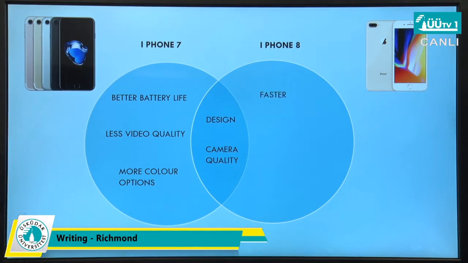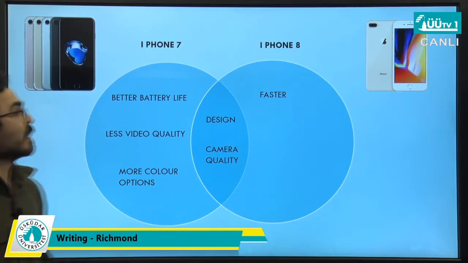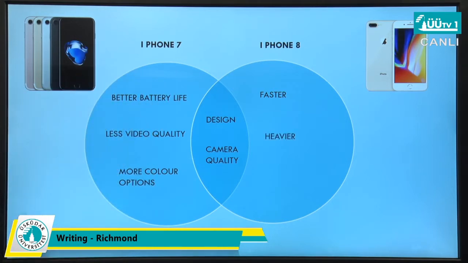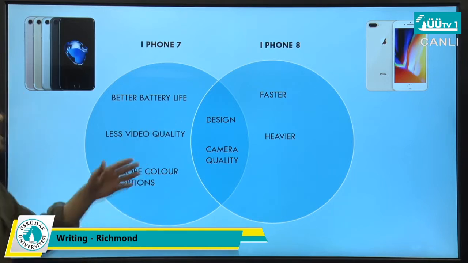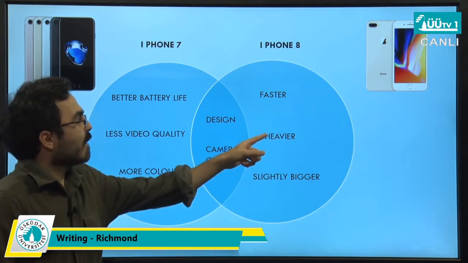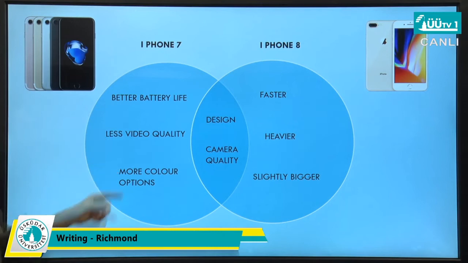And what's the difference? What does the iPhone 8 bring to the table? Faster. It is faster than iPhone 7, I can say. Or I can say it is heavier than iPhone 7. Or iPhone 8 is slightly bigger than iPhone 7. Again, please, I want us to notice there is something that keeps happening here, and that is that we are using something all the time. What is that? Big, heavy, fast, better, last, more. What are these? These are called adjectives, right?